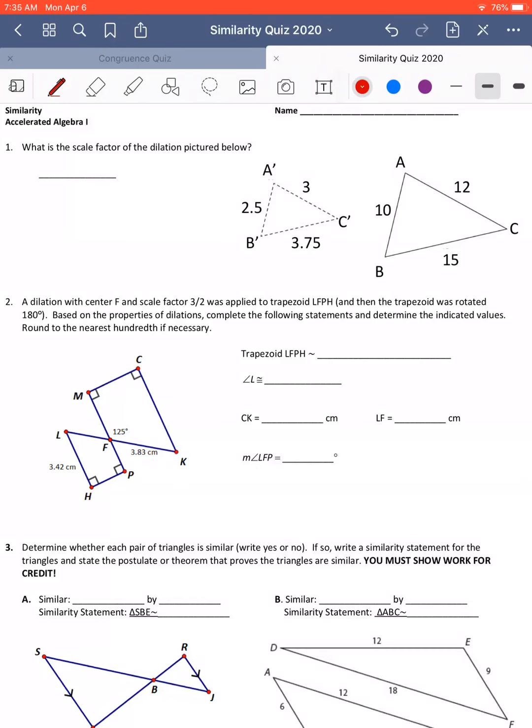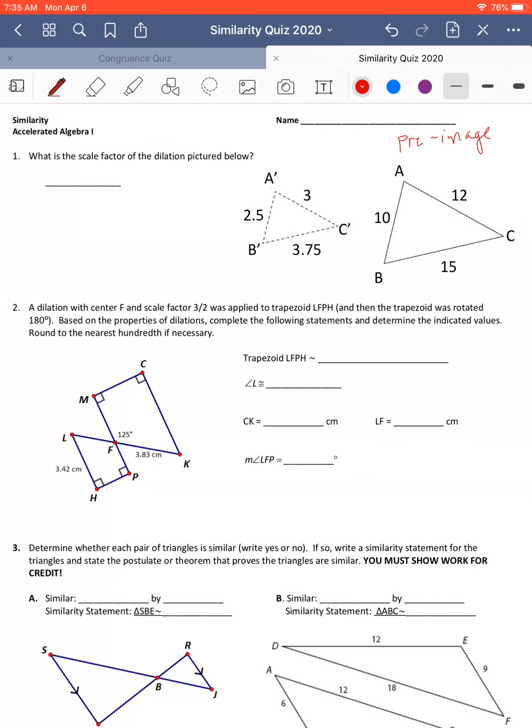So number 1 says, what is the scale factor of the dilated picture below? So we have to make sure which one is the pre-image and which one is the image. And you look at the prime symbols for that. So this is the pre-image and this is the image.